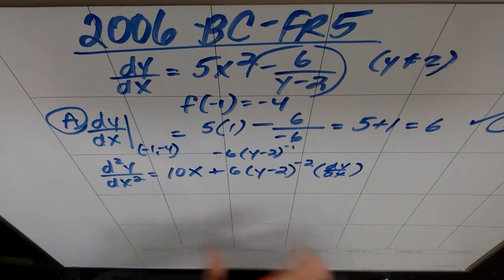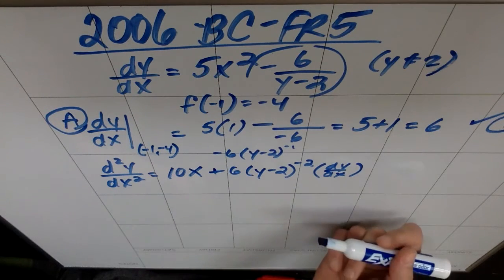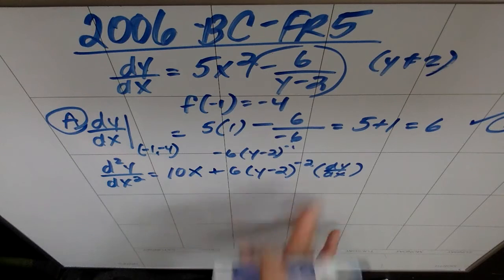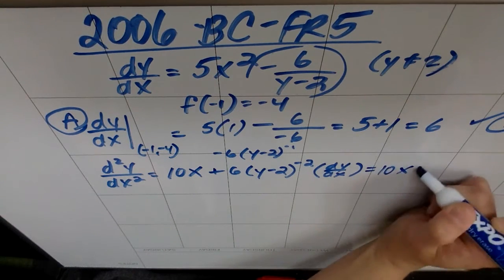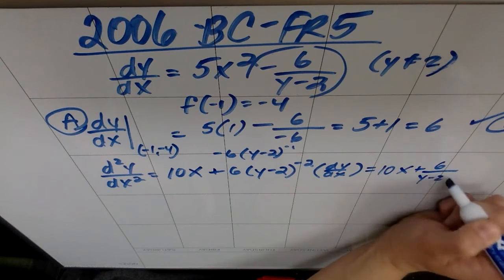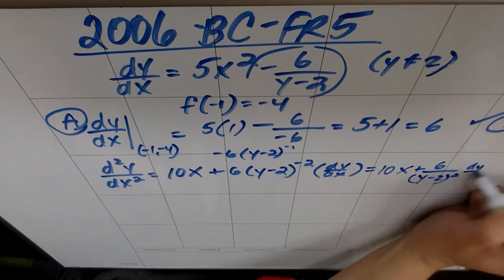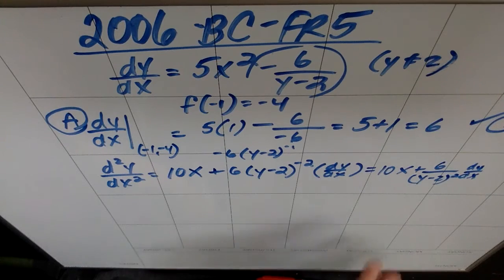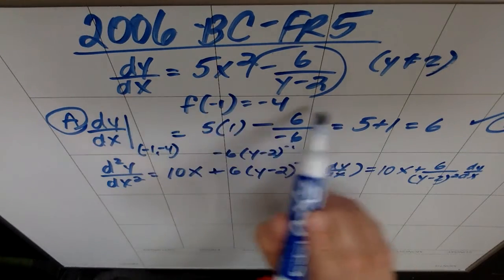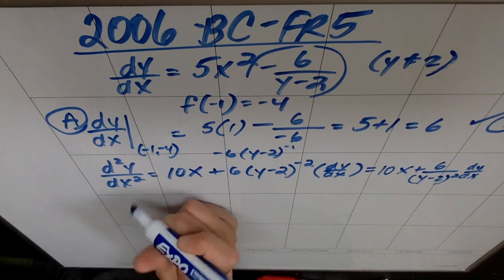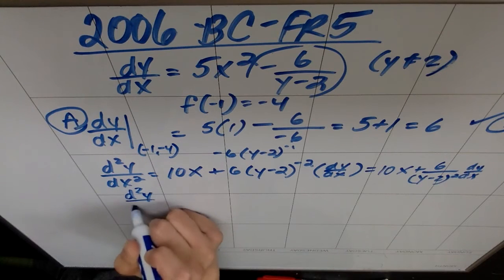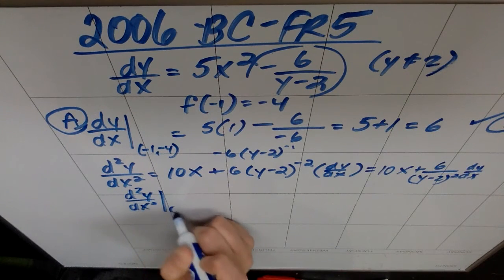I'm never actually asked to find d squared y/dx squared in terms of x and y, so if I were you, I would leave it like this. Or if you want to make your life slightly easier, I'd make it 10x plus 6 over (y minus 2) quantity squared, times dy/dx. The reason it's not worth finding this in terms of x and y is, you can certainly plug this whole thing in for dy/dx, but they didn't ask you to do that. They just want you to evaluate d squared y/dx squared at (-1, 4).